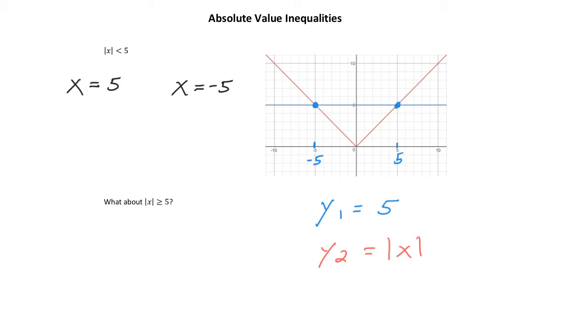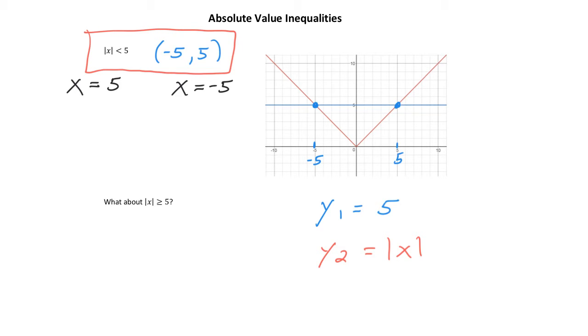This tells me what the answer to the inequality is. Everything from negative 5 to positive 5, not including those two numbers, is where this function, the absolute value of x, is lower than this other function, which is 5. So the answer to the question is this interval from negative 5 to 5. So this here would be the answer to this very first absolute value inequality.